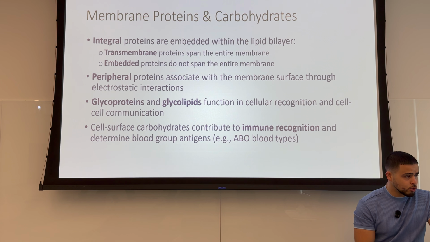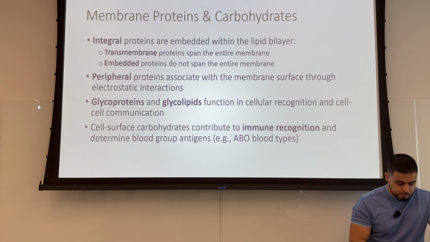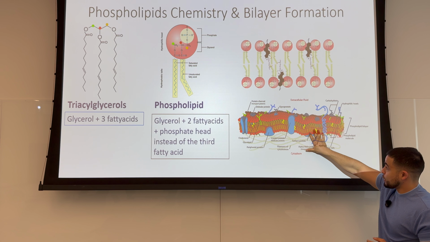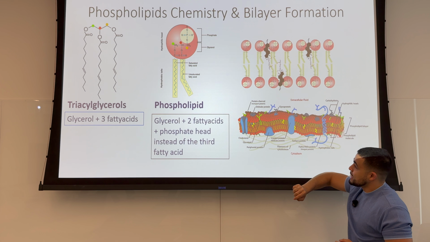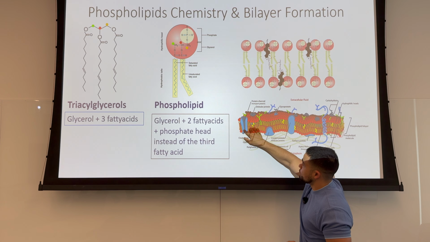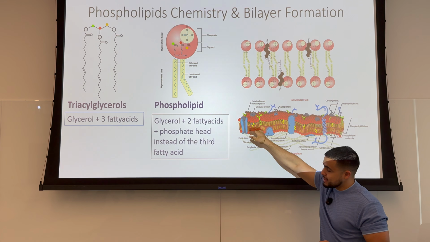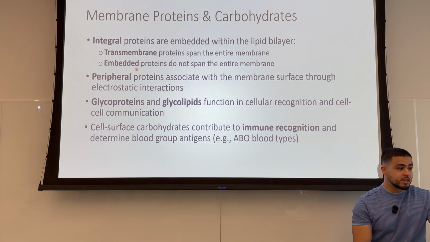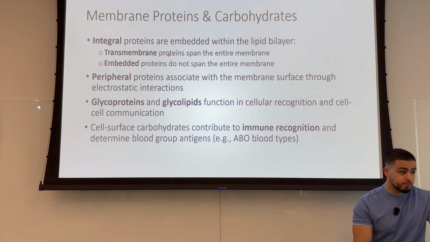Now, let's take a look at the different types of integral proteins that you can have. If we look again at this structure, you can see that this protein, for example, is spanning the entire length of the plasma membrane, all the way through. That is going to be an integral protein, but it's specifically going to be categorized as a transmembrane protein. Now, embedded proteins are also integral proteins.